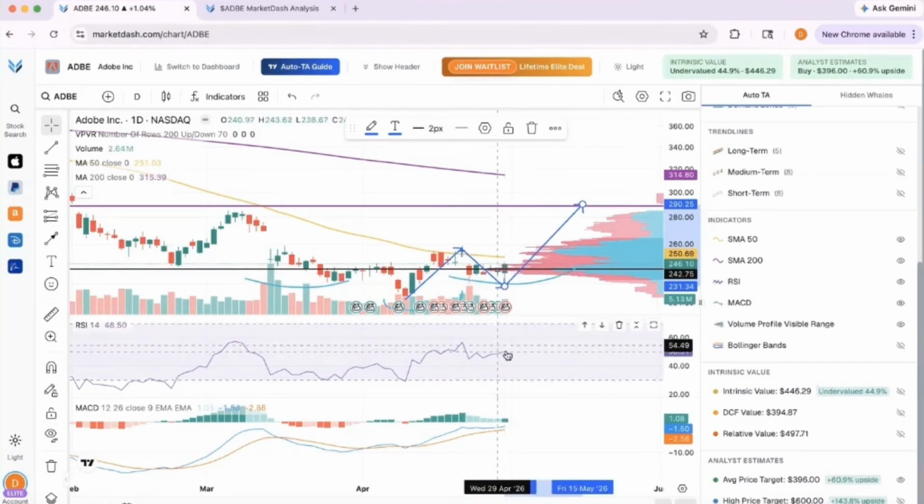And of course, the setup is there, right? Bullish on the MACD, bullish on the RSI as well. So that's the setup there for Adobe.